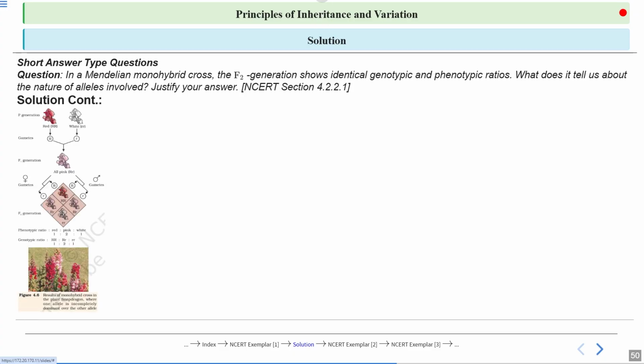So here you can see the parental generation. There was a plant having red color flowers. This was crossed with the plant having white color flowers. In the F1 generation, you get all pink flowers. And selfing of the F1 generation will give you the F2 generation. In the F2 generation, you see the phenotypic ratio is 1:2:1: 1 red, 2 pink, and 1 white. And the genotypic ratio is also 1:2:1.